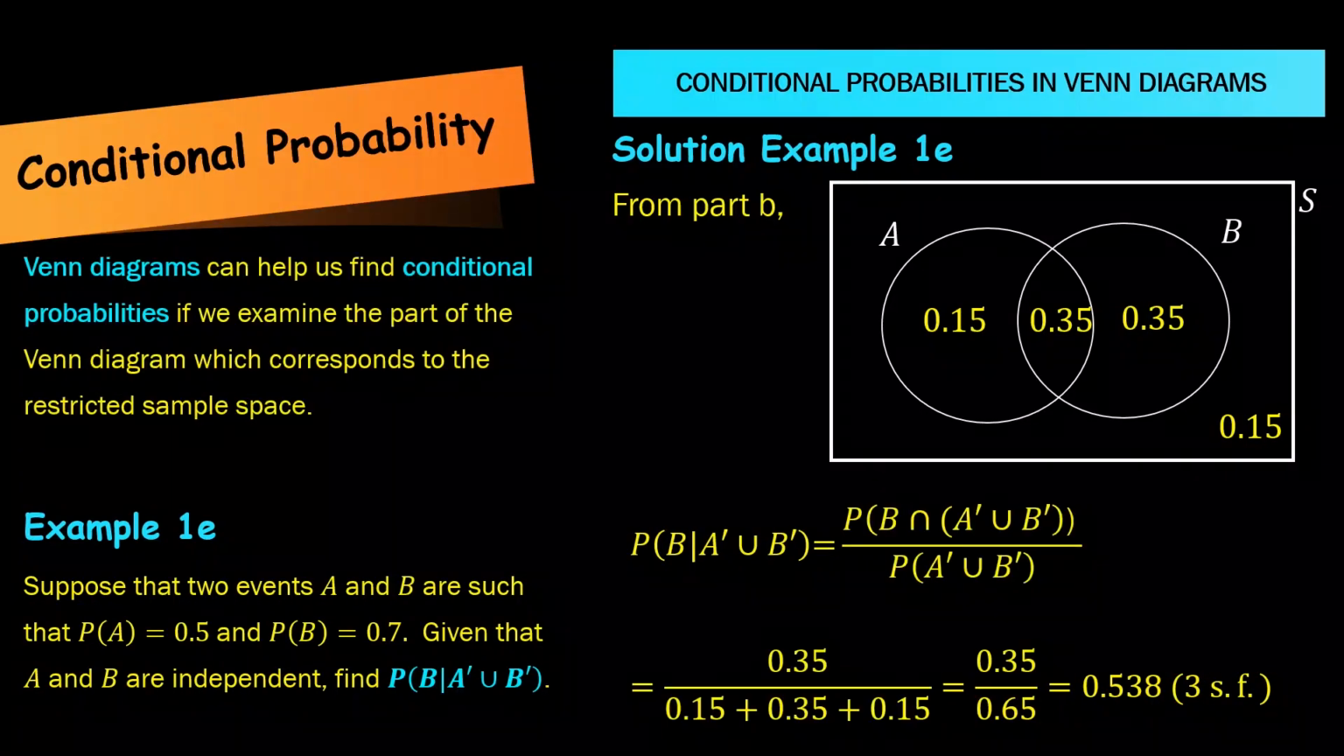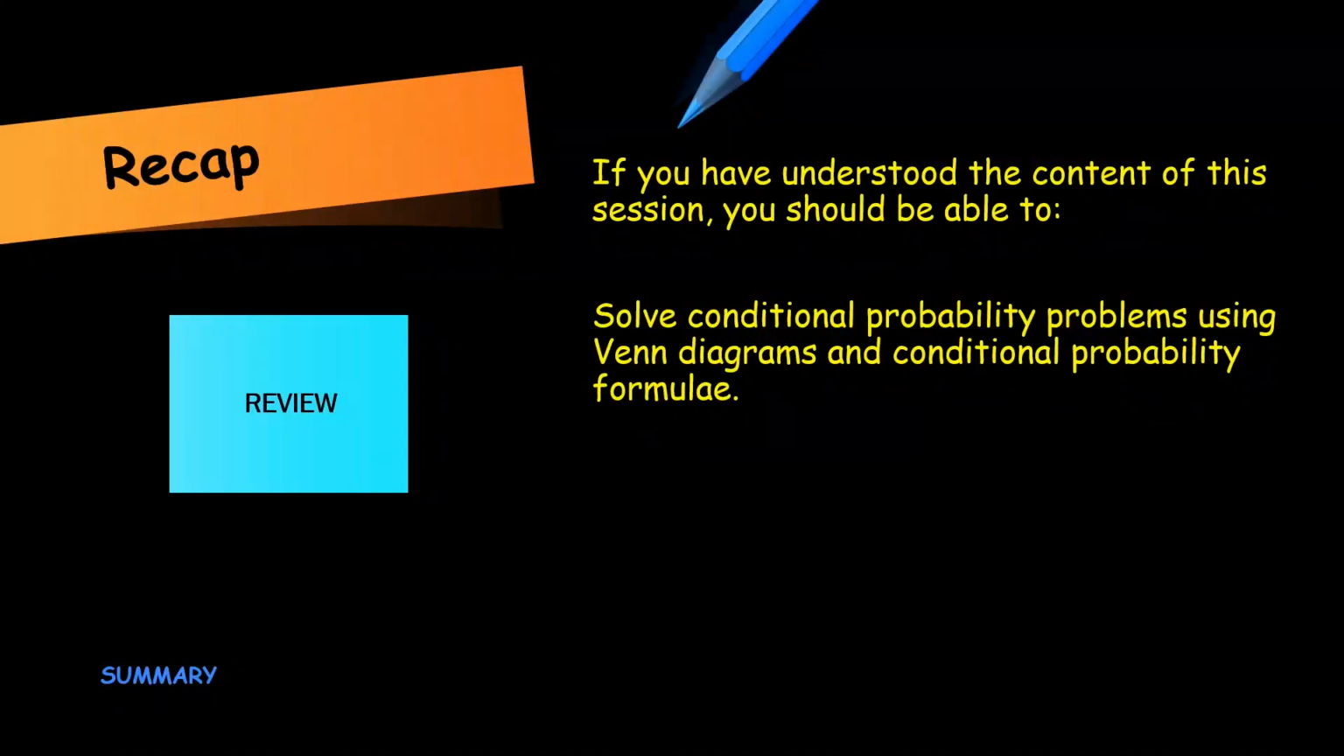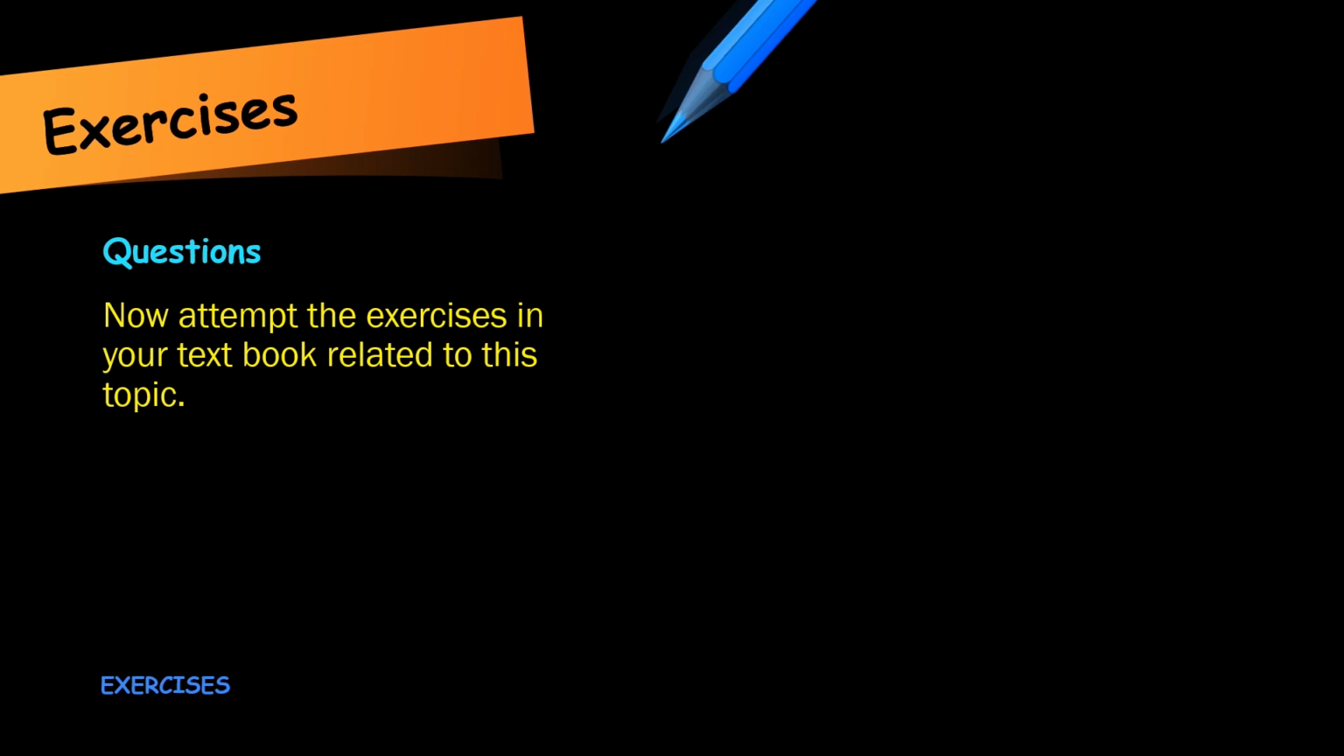This brings us to the end of this session. If you have understood its contents, you should be able to solve conditional probability problems using Venn diagrams and conditional probability formulae. Thank you very much for listening. To understand this topic in greater depth, do attempt the exercises in your textbook related to this topic.